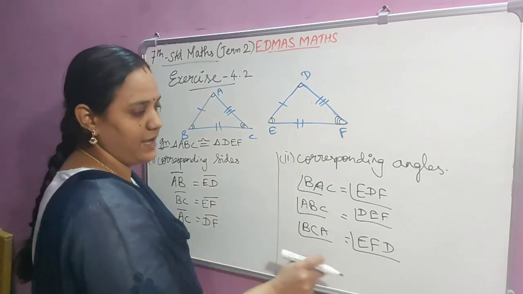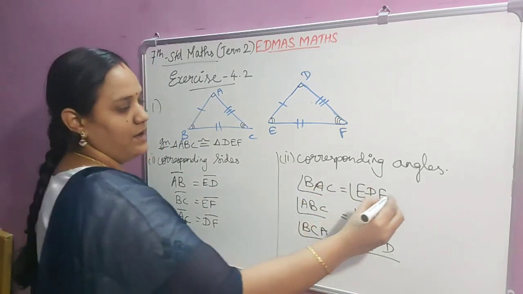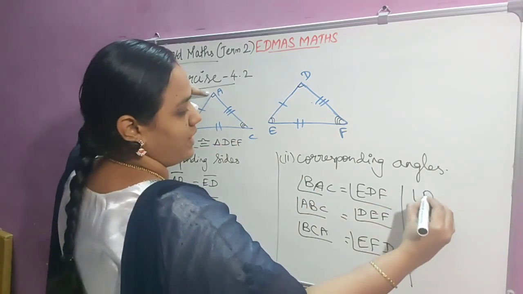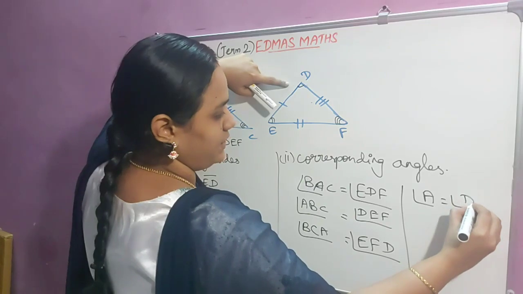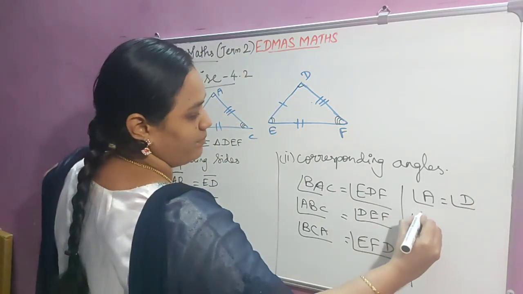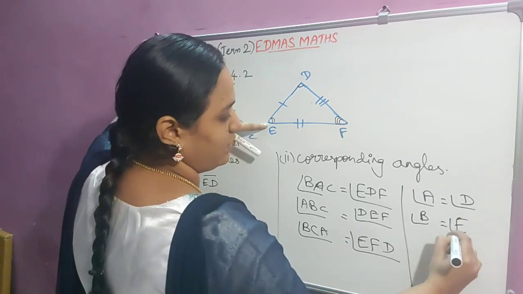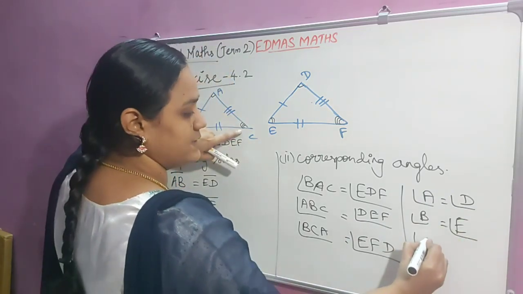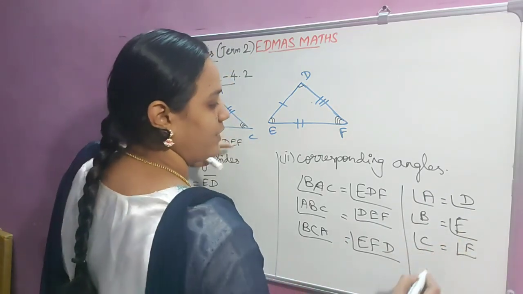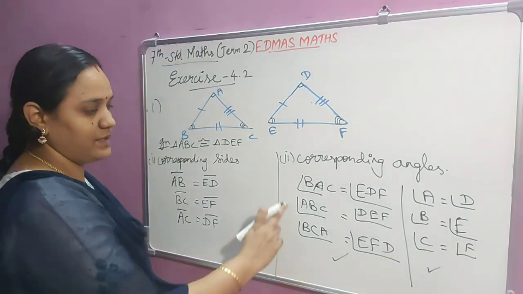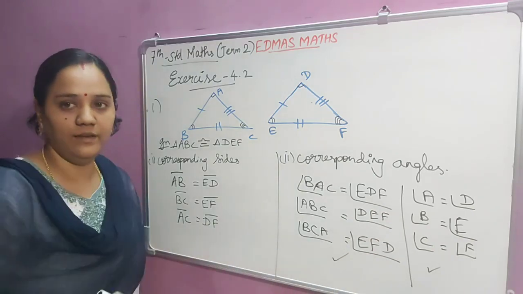Either you can write the angles like this, otherwise angle A is equal to angle D. Angle B is equal to angle E. Next one, angle C is equal to angle F. Either you can write like this, otherwise you can write like this. But this is the correct way of writing the angle.